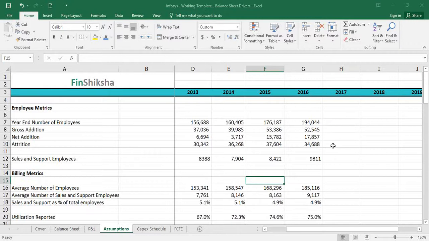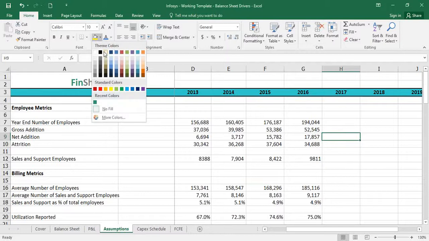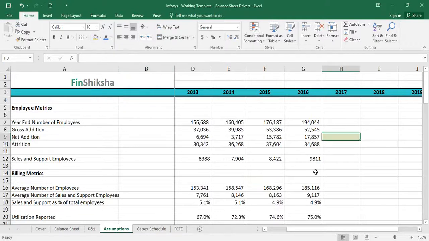So let's first zero down and try and understand what my assumptions are going to be. My first assumption is going to be the net employee addition for this year. And we'll mark these assumptions in a certain color, maybe a light green, to show what the assumption is. That's my first assumption. If I have this number as 20,000, I know what the year-end number of employees is.